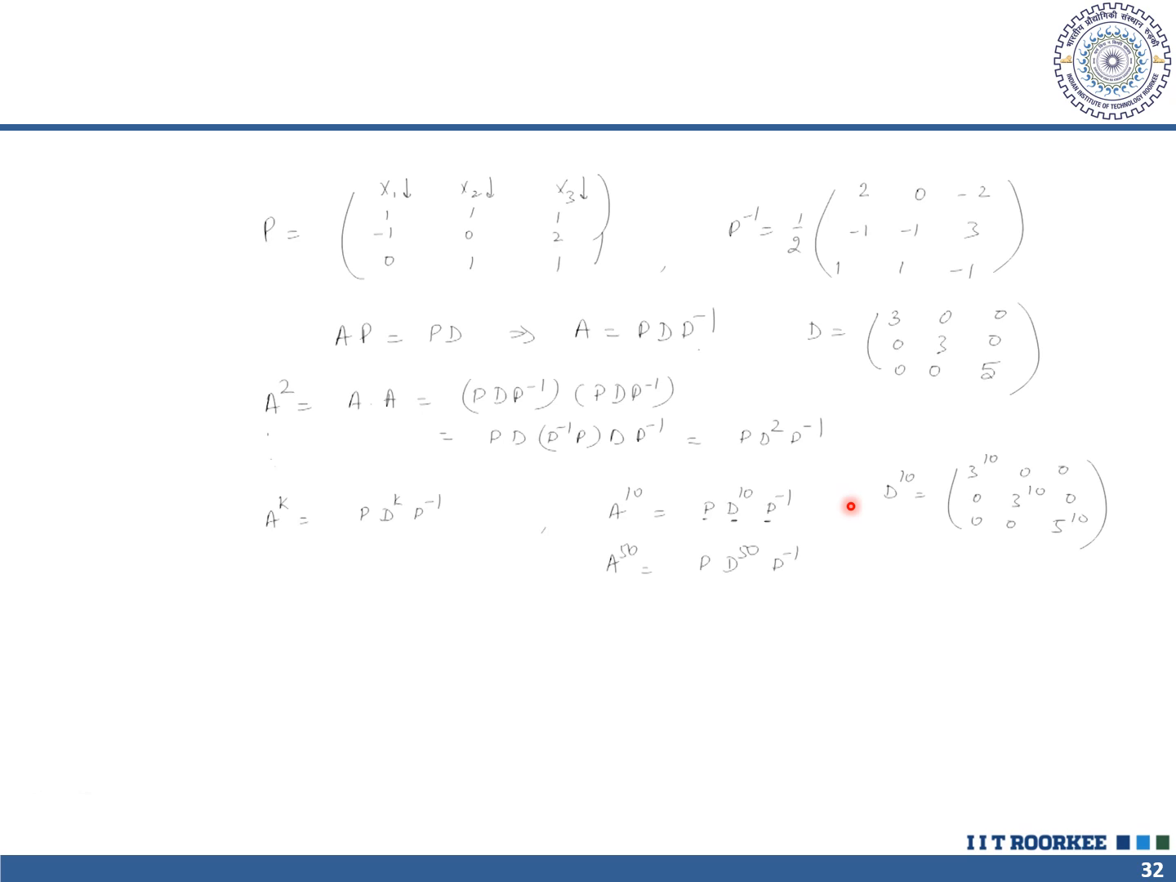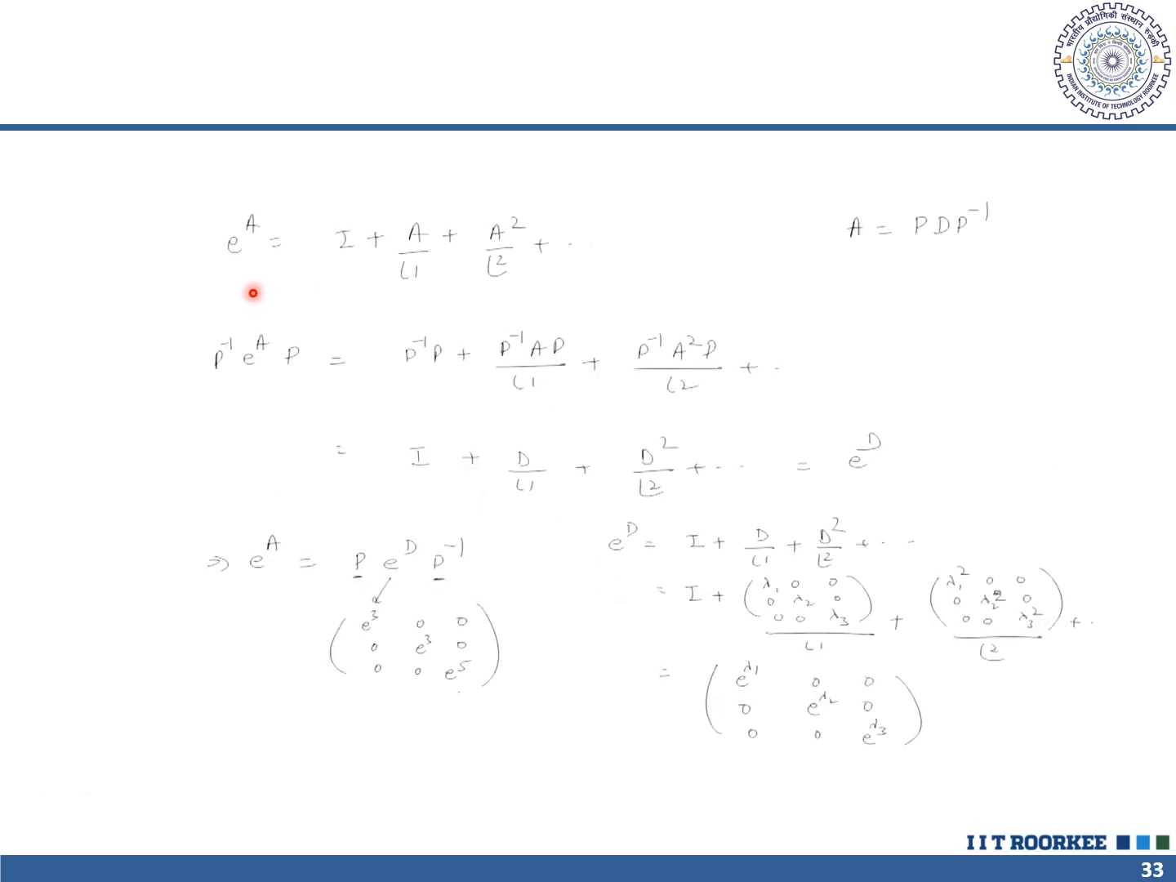and we can find the powers of a diagonal matrix very easily. For example, if we have to find D power 10, we can directly give the power to the diagonal elements. We get D power 10 equals 3 power 10, 3 power 10, 5 power 10. So it is easy to find the power of a diagonal matrix compared to the original matrix. So we can find the higher powers of any matrix by diagonalization in a very easy manner.